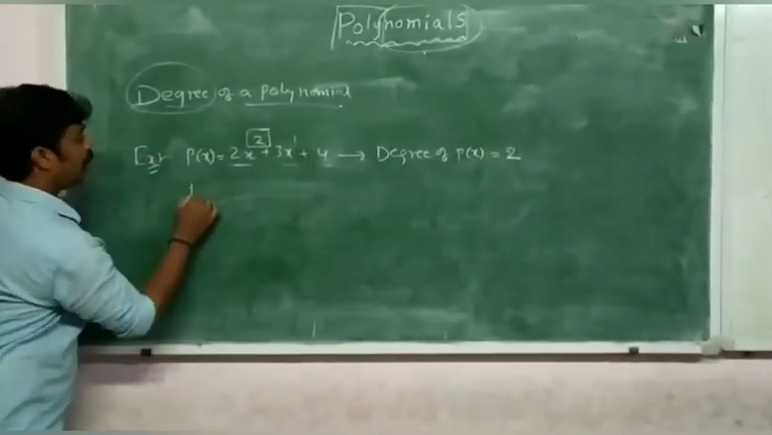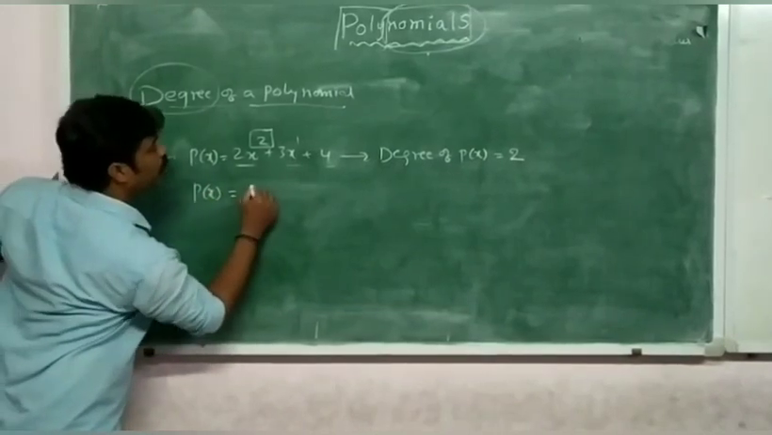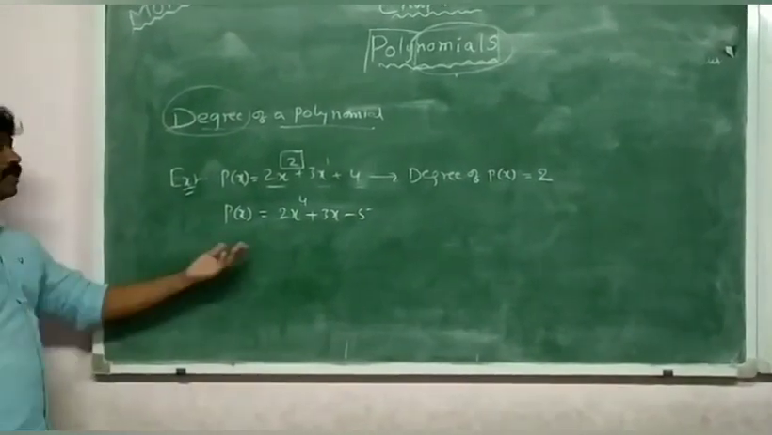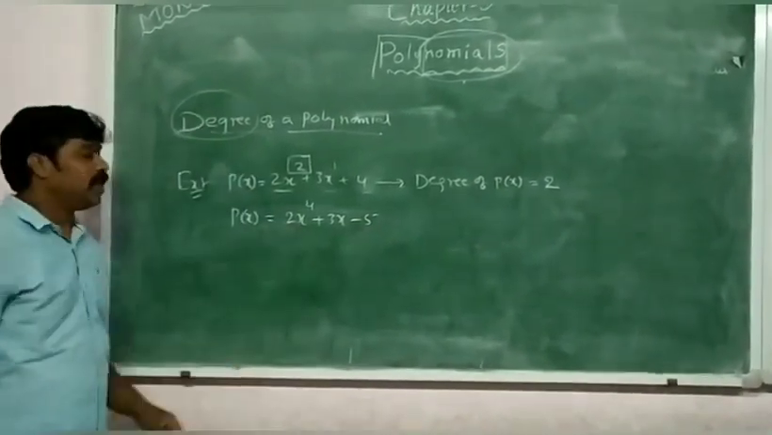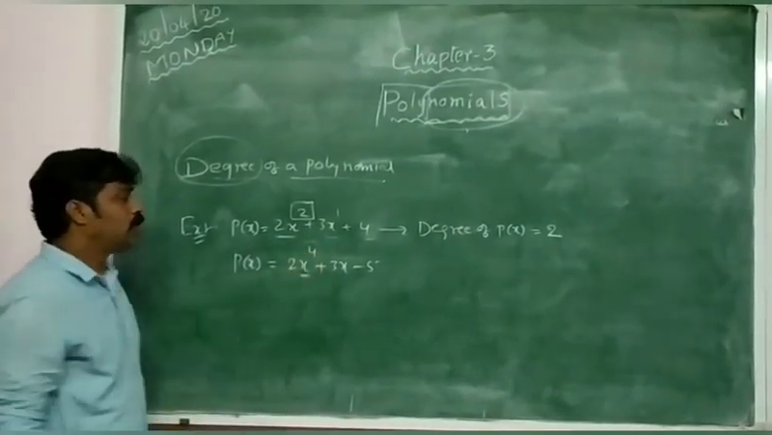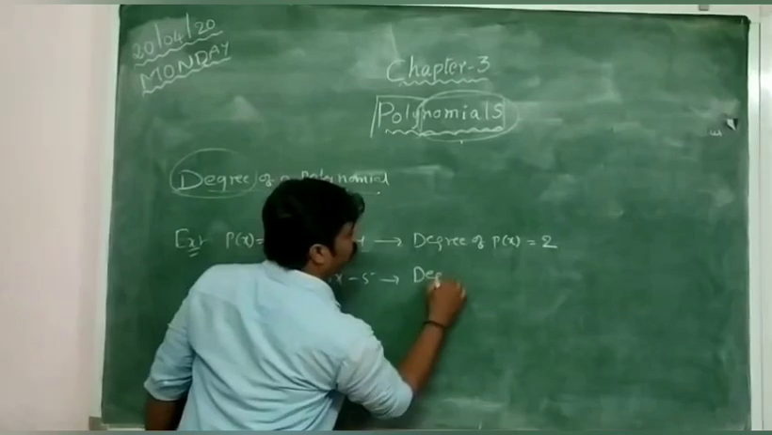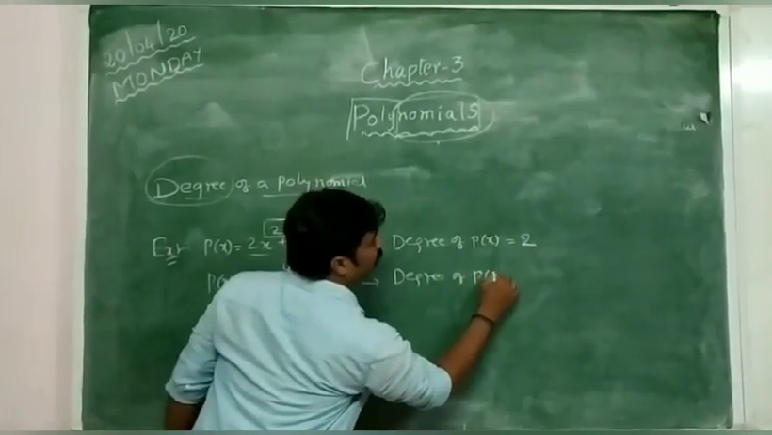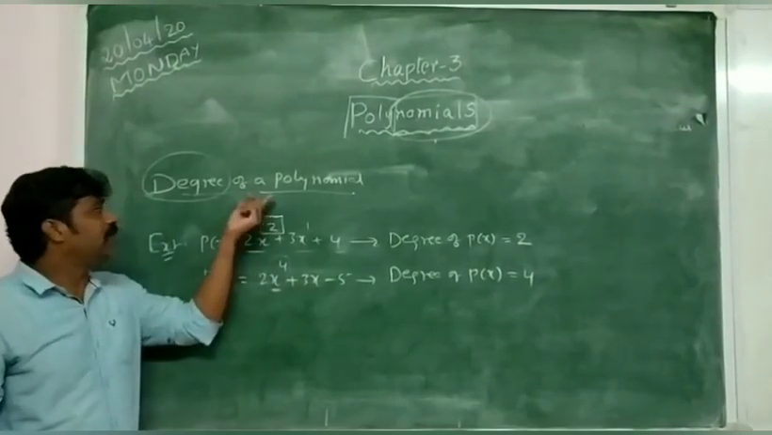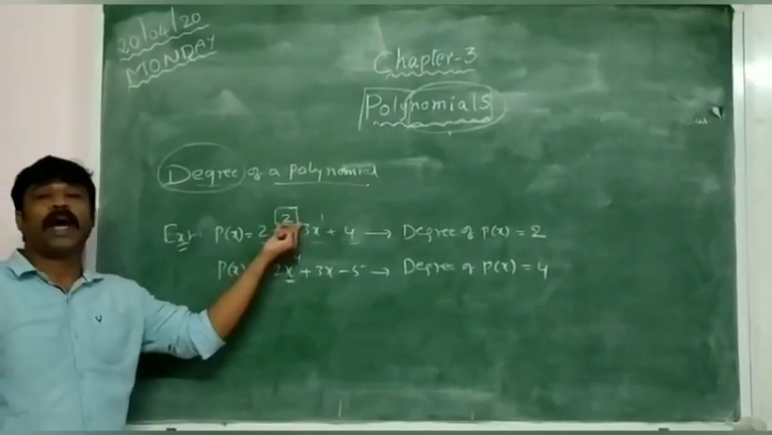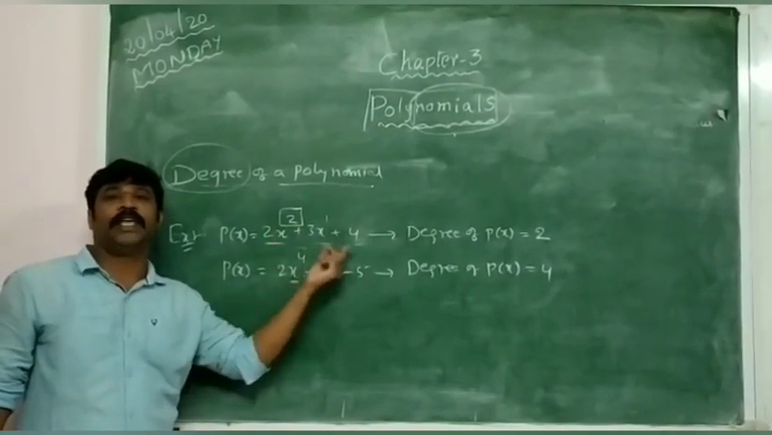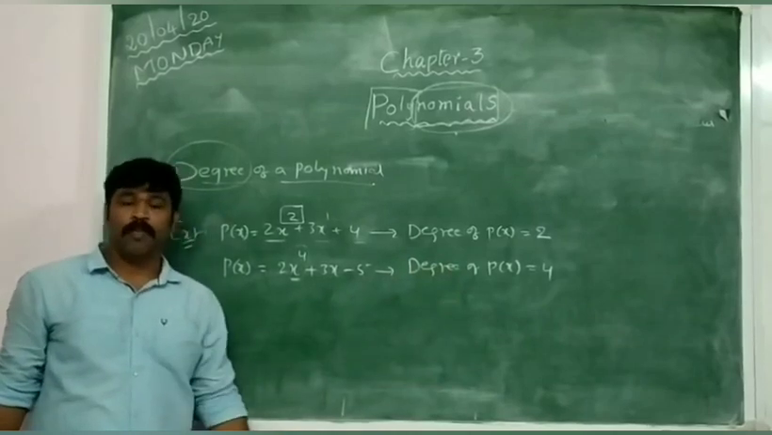Similarly, if I take another example, p of x is equal to 2x power 4 plus 3x minus 5. Now in this also, if you observe each term, the highest power of the variable is 4. So simply we can write that the degree of p of x is equal to 4. Like that we can find the degree of a polynomial on the basis of the highest power. So degree is nothing but the highest power of the variable in any polynomial. We call it the degree of that polynomial.